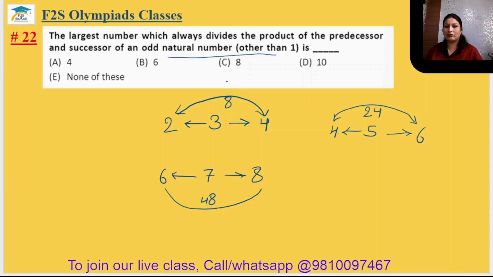The largest number should be 8. Okay, option C. It is divisible by 2 also and 4 also. But the question is asking for the largest number. That's why we will go with option C. The 22nd answer is C.